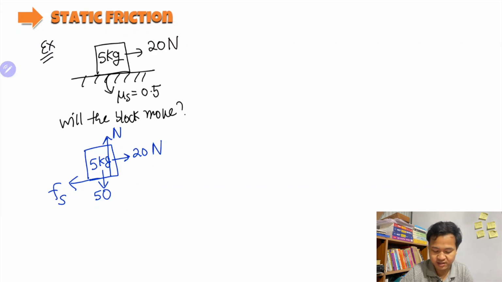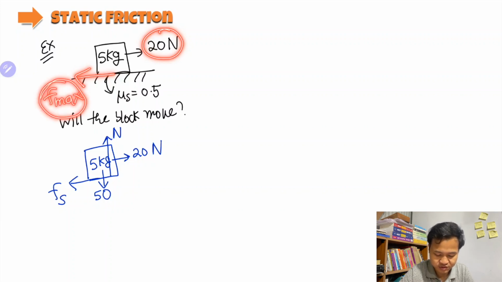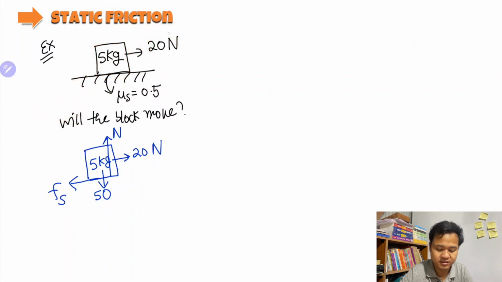This is the direction. Now the external force is 20 Newton. Static friction is self-adjustable, so the value can change. Whatever the maximum value of static friction is, as long as this value is greater than the external force, the friction is strong enough to keep the body at rest. Once the external force is greater than the maximum static friction force, the body starts moving.